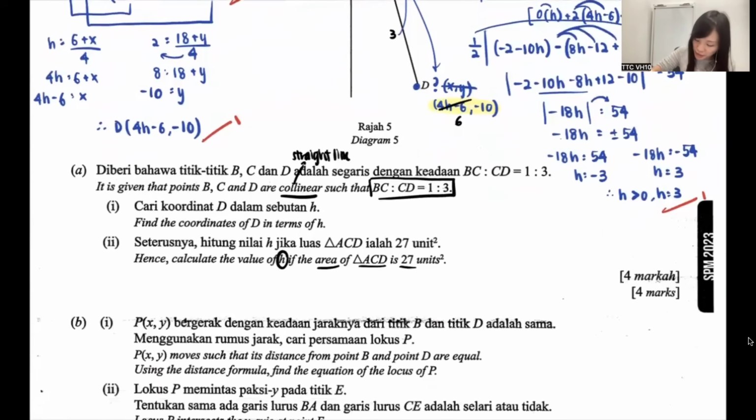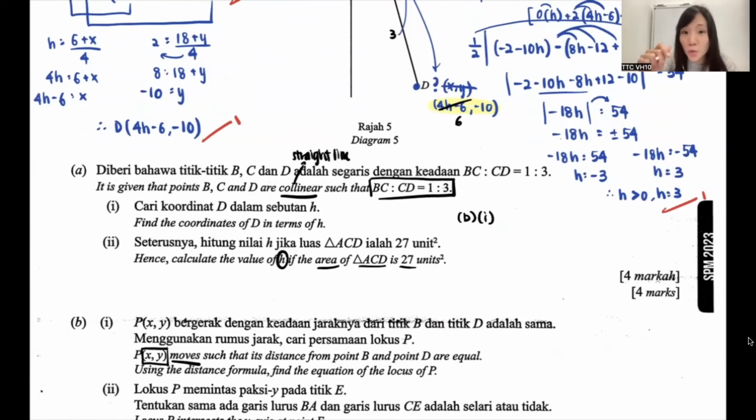Next, let's move on to B. Okay, B I squeeze here, okay? I like to squeeze. My dear B. B1, they say what? P, move. The moment I see the word move, I know they're doing what? Locus for sure. So this P is actually the moving point. So moving point coordinate is always XY. Okay?